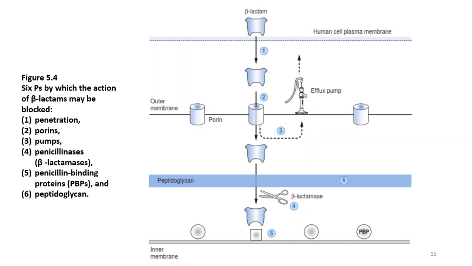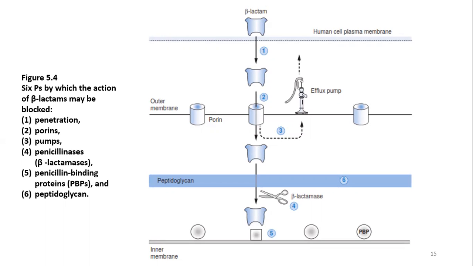Okay, I have already discussed the overall overview of this resistance, that is, what is penetration, what is porin. Here I will also discuss a little bit about it, but in order to know it in detail, you can watch the previous videos related to penicillins. Okay, the resistance to penicillin.